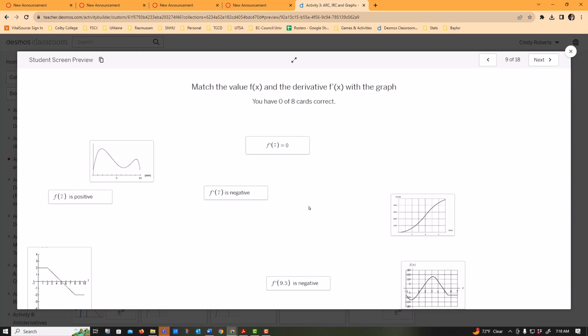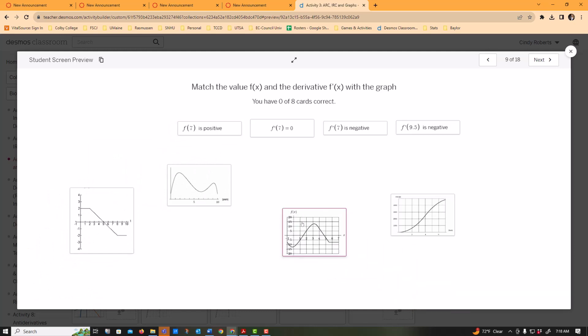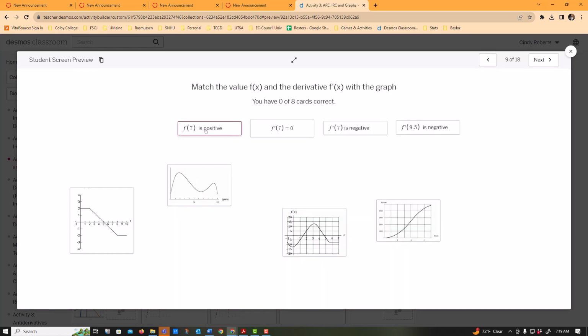Here you're going to be matching graphs, so I would move all of these up to the top. Remember, if you do not snap these, if you just put them like that, it's not going to say that you got them right. All of these are prime except this one, so this is a value. This says when x is 7, the value's positive. Well, it's not that one. And this one, I can see f prime is negative because that's actually going down.